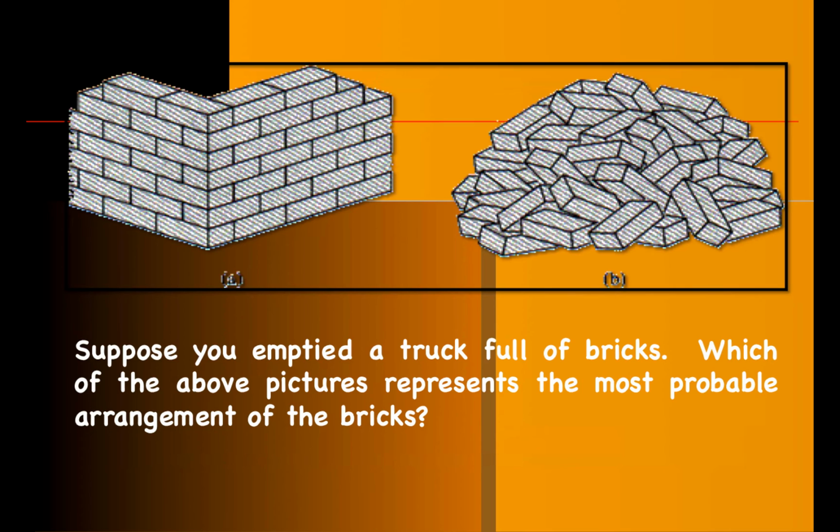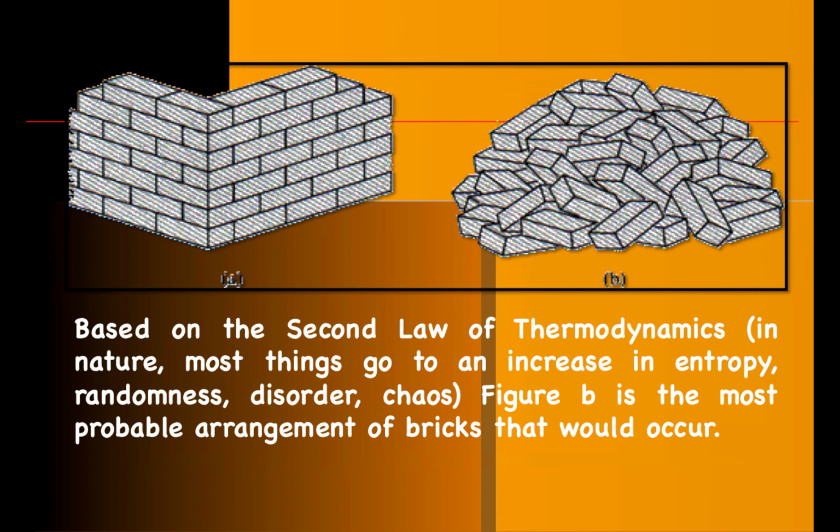Suppose you emptied a truck full of bricks. Which of the above pictures represents the most probable arrangement of the bricks? Based on the second law of thermodynamics, in nature, most things go to an increase in entropy, randomness, disorder, chaos. Figure B is the most probable arrangement of bricks that would occur.